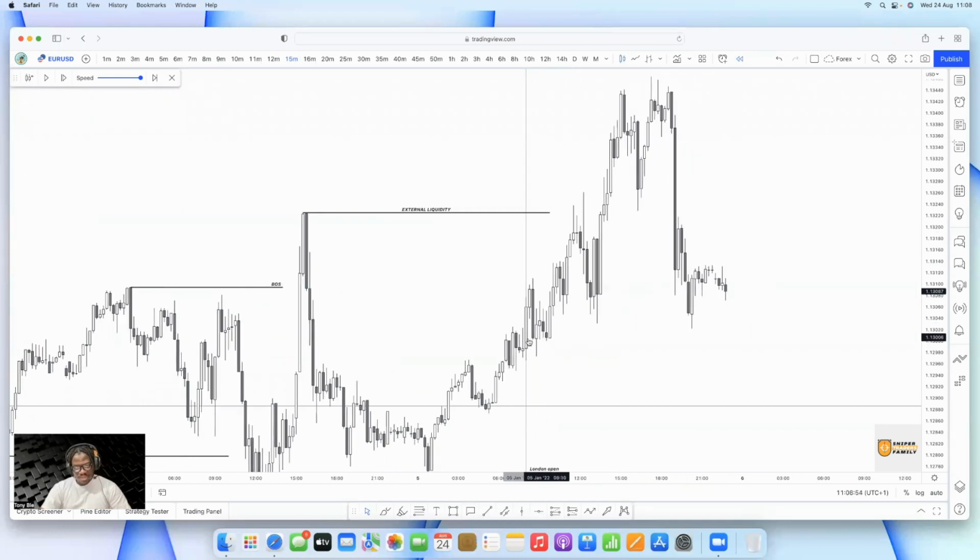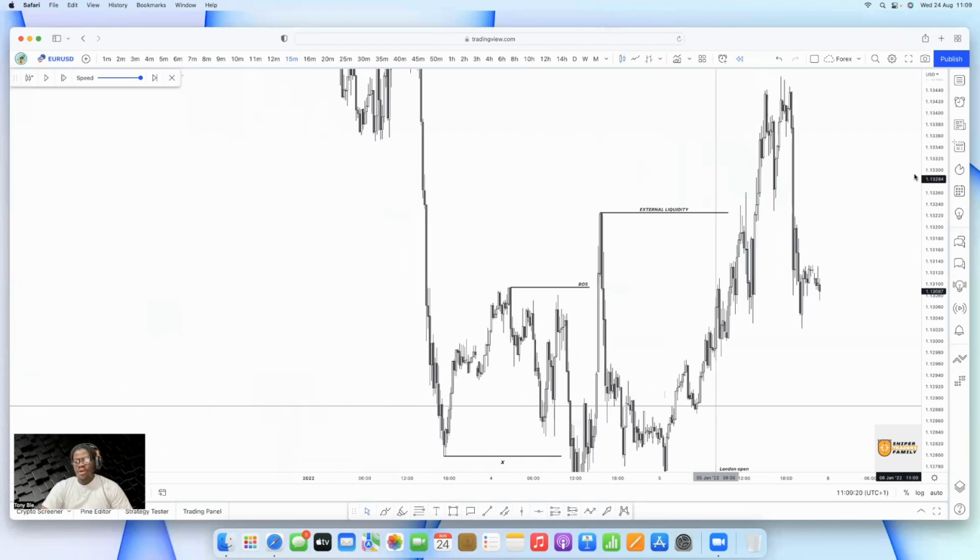And then on a lower time frame, I'm sure there would probably have been an imbalance that price comes to and then rejects. That would have been your entry for London Open to take price all the way to the upside. Okay, so now price swept the liquidity at 11:30. Price rallied, and then going into 1 o'clock, that was New York Open, right?